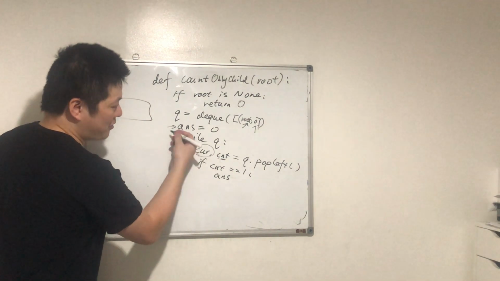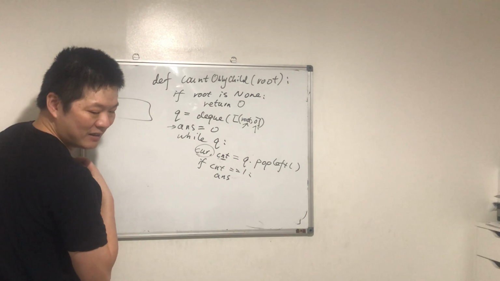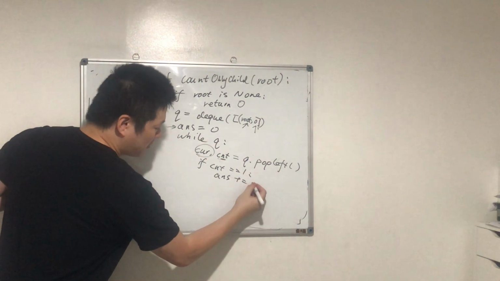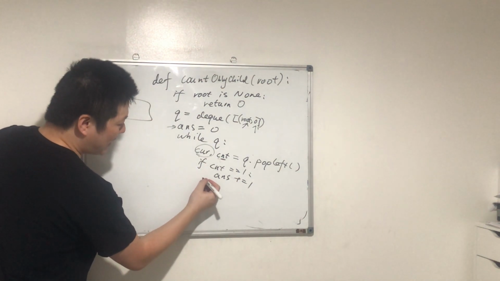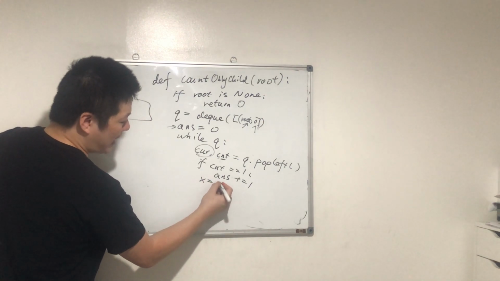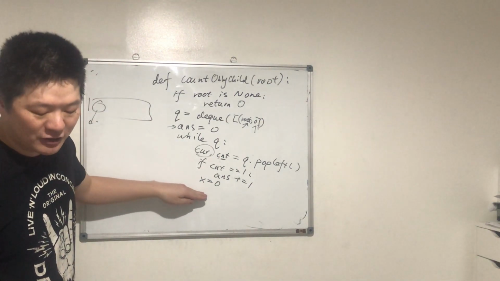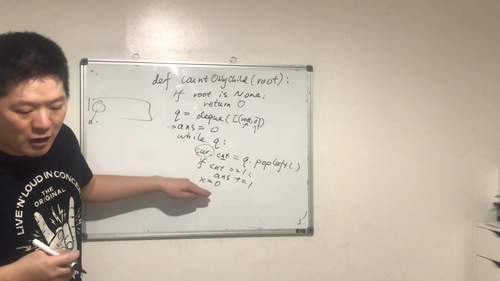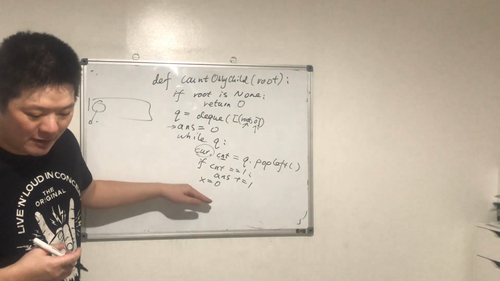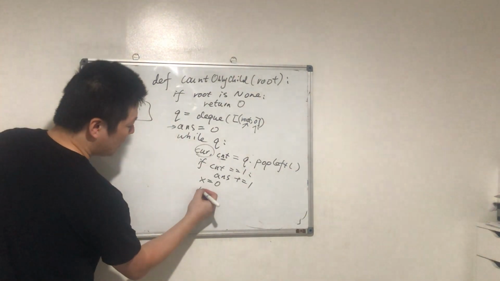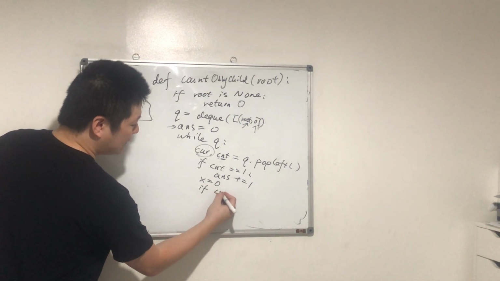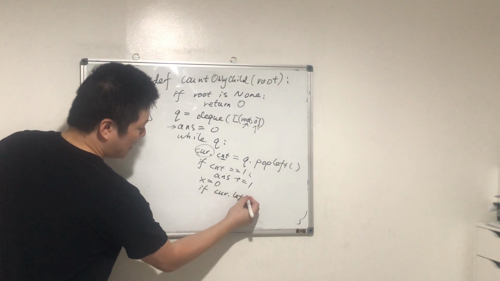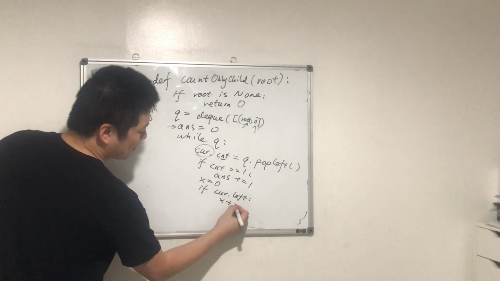We found it, so what should we do? Increment it. Add 1. Now let's say s equals 0, like we are starting to count how many kids this node has. So look, if current.left, x plus equals 1, right?